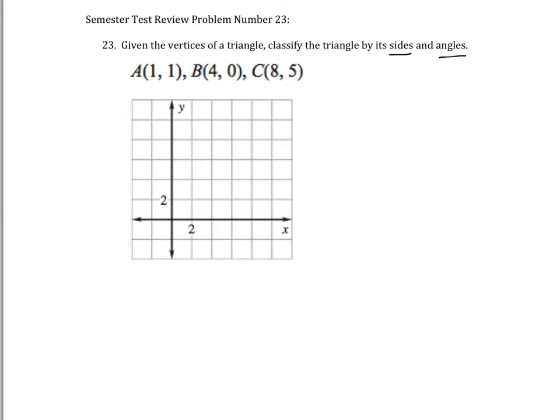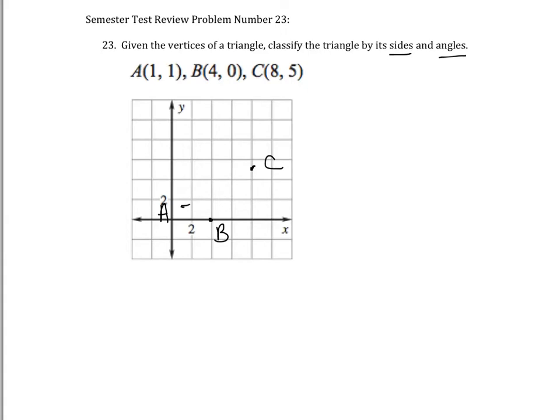Our first step here would be just to plot these points so we can get an idea of what this looks like. Now notice that this graph is going by 2s, so to plot the point 1, 1, it's going to be inside of this first square grid on the grid. And then B is going to go over 4 and it won't go up at all, so it'll be right here on the axis. And then C is over 8 and up 5. So again, it's not going to be a lattice point, it's going to be over 8 on one of the vertical lines, but it's going to be in between 2 of the horizontal ones.